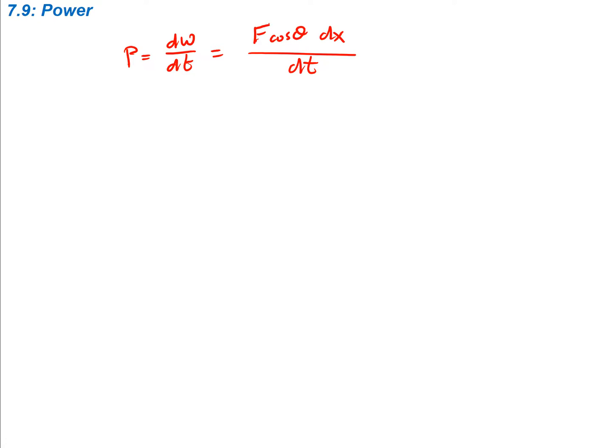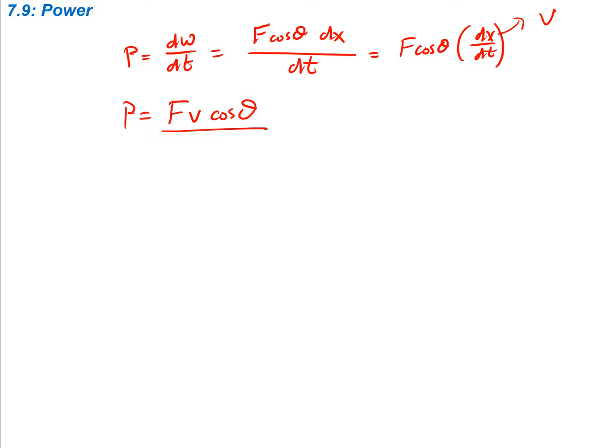If I just rearrange this slightly, it's going to be force cosine theta multiplied by dx/dt. I just separated the dx/dt. Well, we know that dx/dt is velocity. So power is simply going to be our force times the velocity times cosine of theta. And what does this look like? This looks like a dot product. This is just another way of writing the dot product. So really, our power is going to be the dot product of our force vector with our velocity vector. And this is, again, going to be instantaneous power.